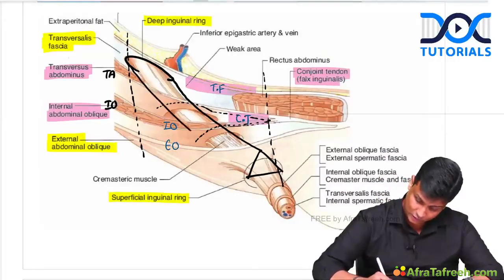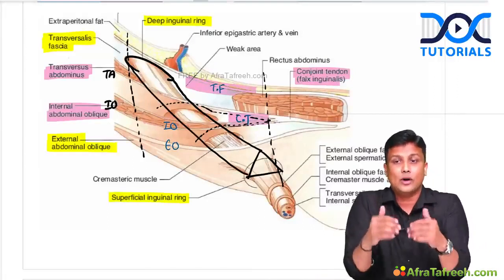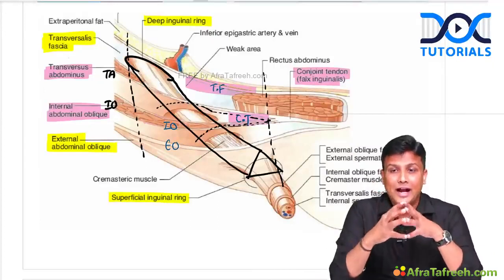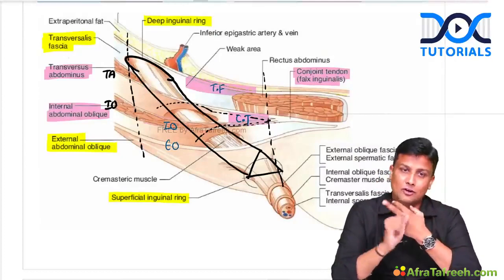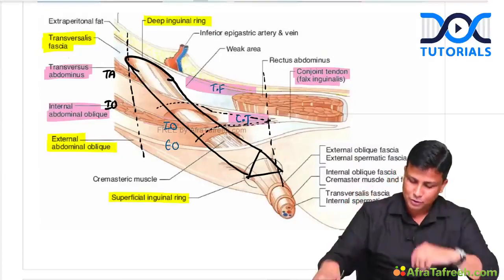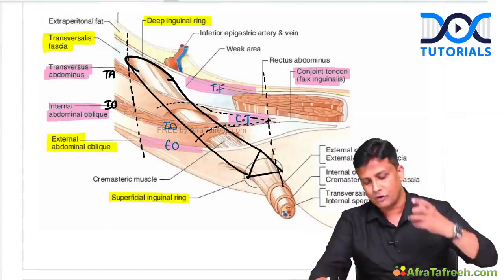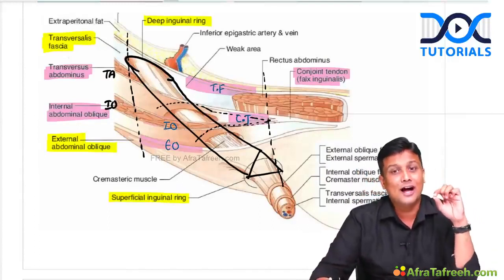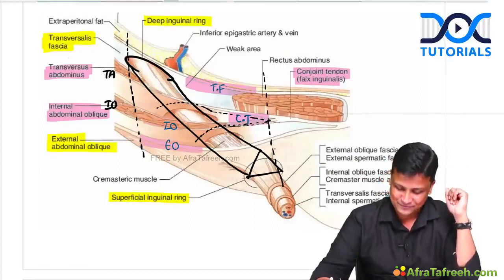This will be the inguinal canal. So what do you have in front of the inguinal canal? What is forming the anterior wall? The anterior wall of the inguinal canal will be formed by external oblique and internal oblique. And what is forming the posterior wall? The posterior wall of the inguinal canal will be formed by the transversalis fascia and the conjoint tendon. Transversalis fascia and the conjoint tendon, guys.